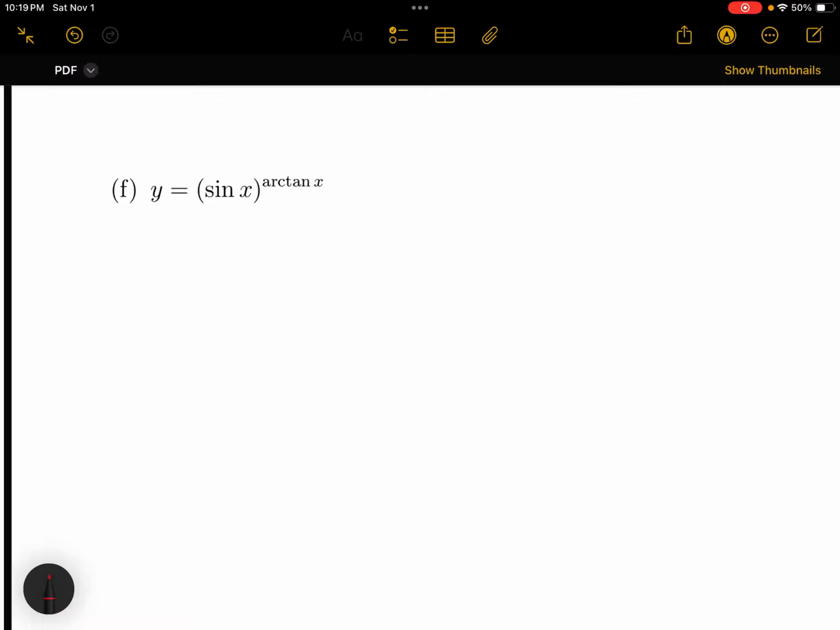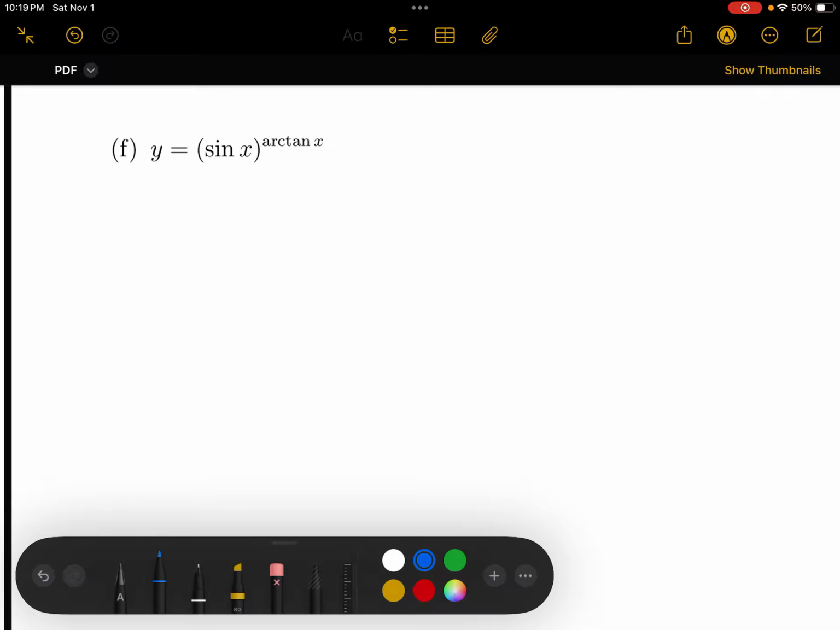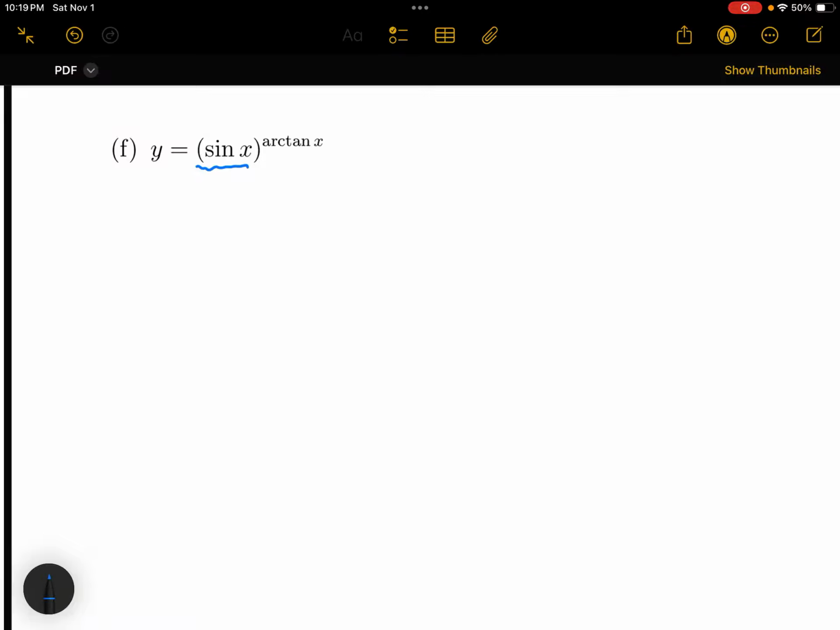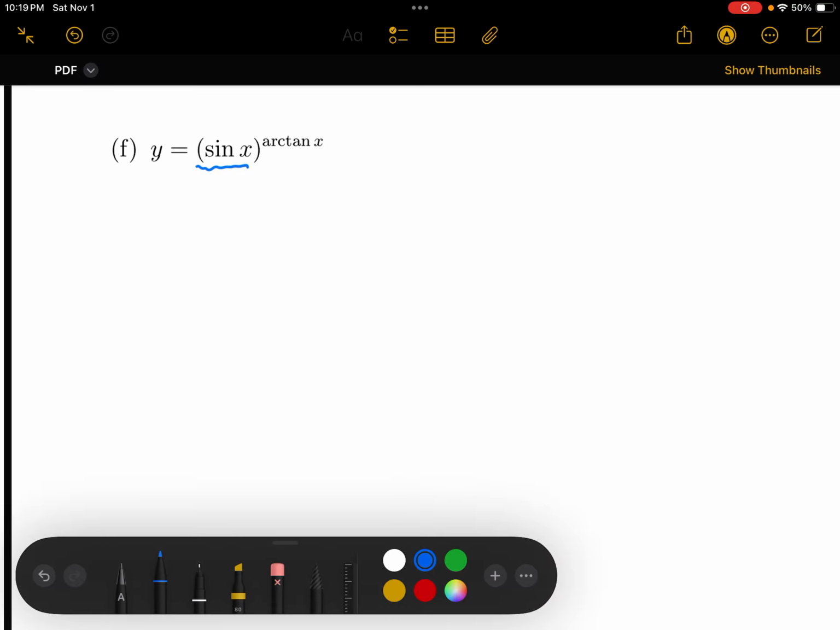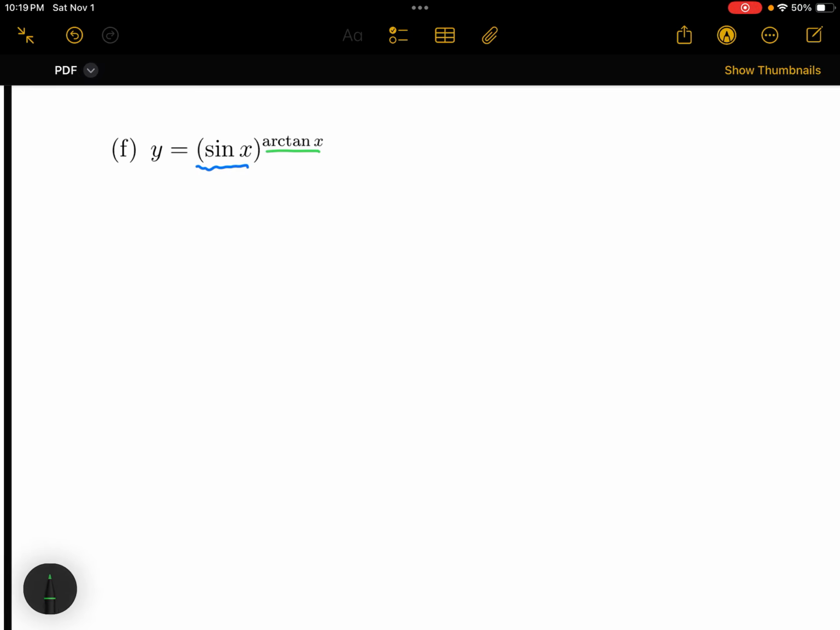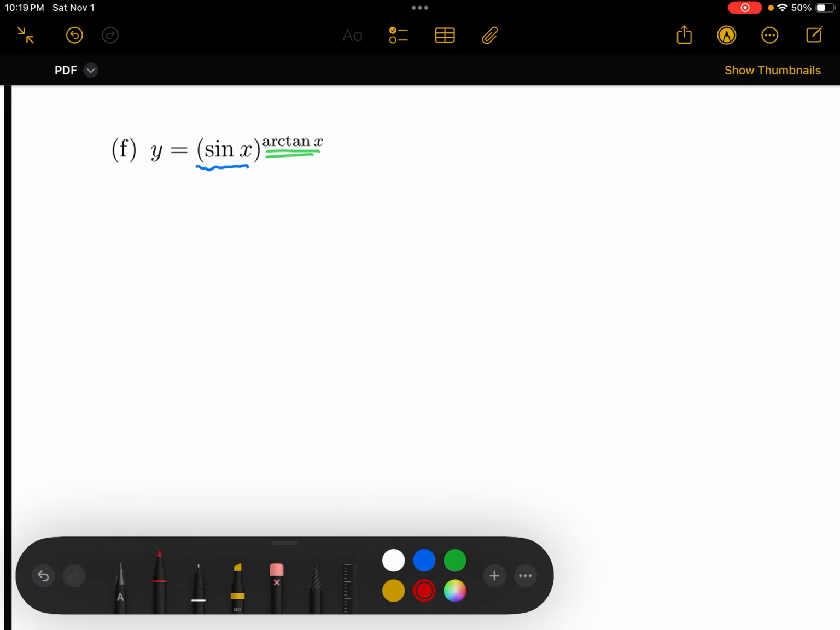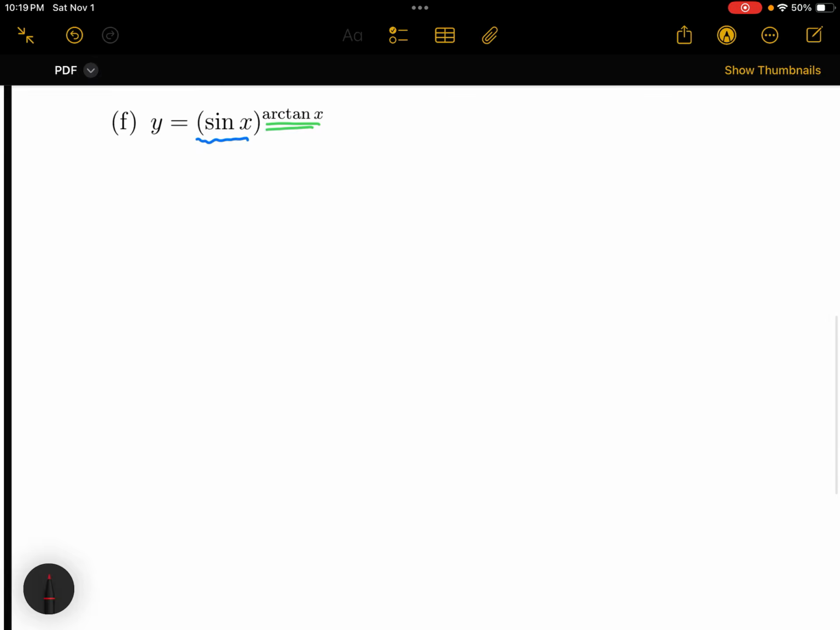Here we have a function that requires logarithmic differentiation. How to recognize that? Well, you can see that I have a function in terms of x in the base, but also a function in terms of x in the exponent right here. So the first thing that we want to do is bring that exponent down, and how we're going to do that is with the help of the logarithms. Ln of y is equal to ln of (sine of x) to the arctangent of x.